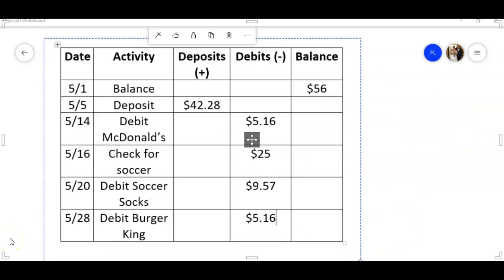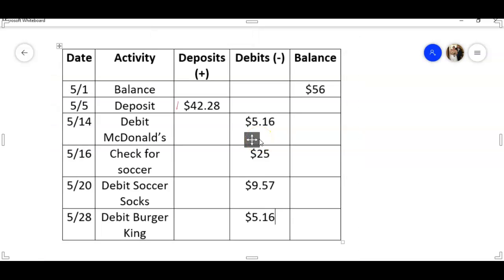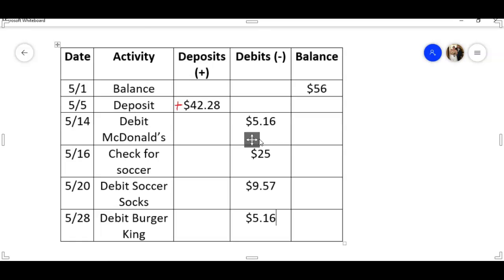All right, so here we have our last problem we're going to do together. It looks exactly like the last couple that we've looked at. We have our dates, our activities, whether it's a deposit or a debit, and we have the balance. One thing that might be helpful is to write plus right here, because you know that's a deposit. And then the same thing for these debits, you can write subtract next to it so you don't forget.